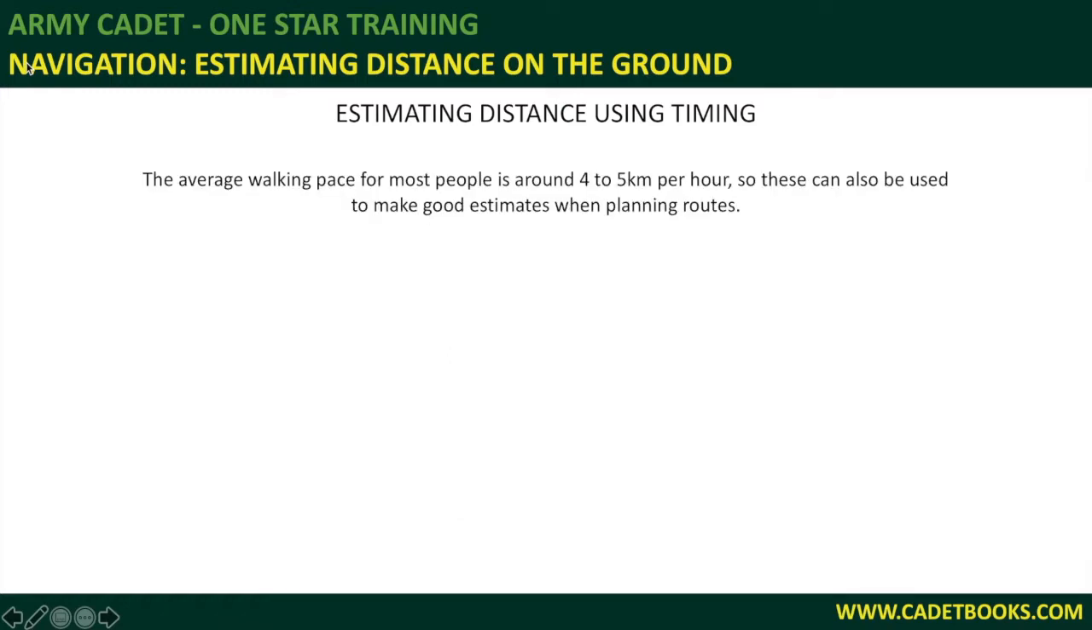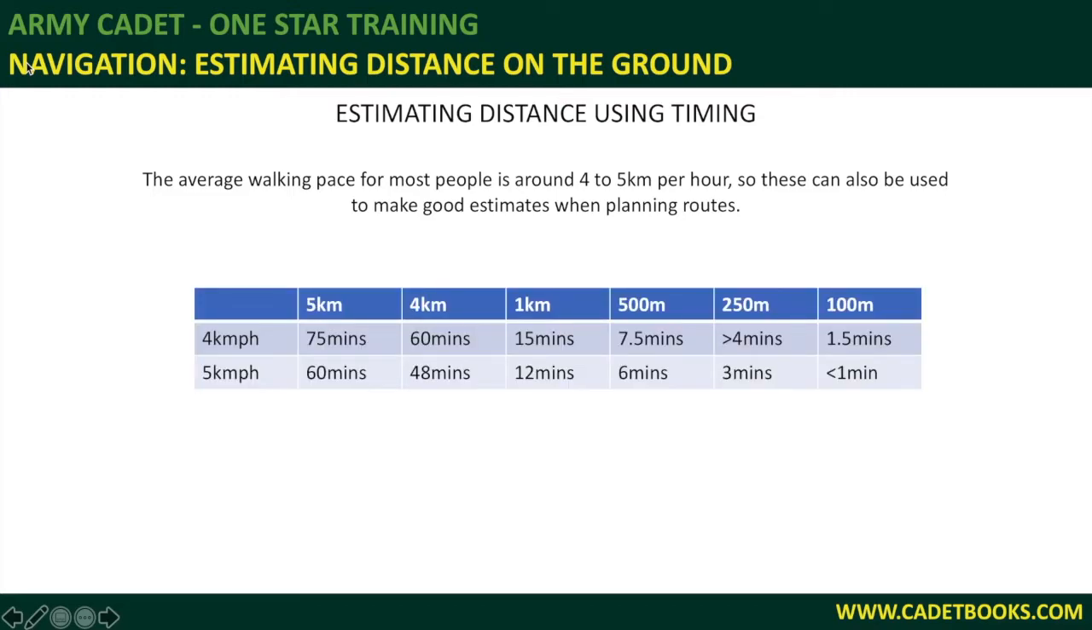The average walking pace for most people is around 4 to 5 kilometres per hour, so these can also be used to make good estimates when planning routes. Here's a table to show this. Walking at 4 kilometres an hour, 5 kilometres would take 75 minutes. 4 kilometres, 60 minutes. 1 kilometre is therefore 15 minutes. 500 metres, 7.5 minutes. 250 metres, less than 4 minutes. And 100 metres would take 1.5 minutes.